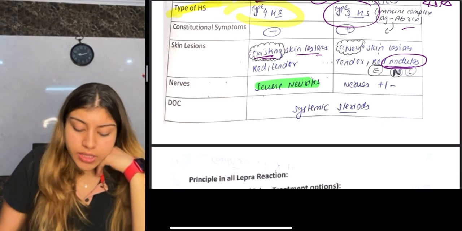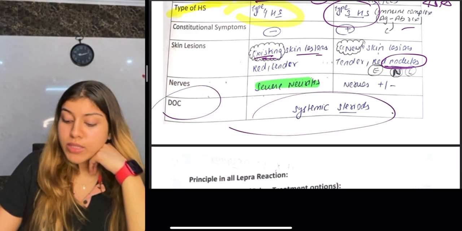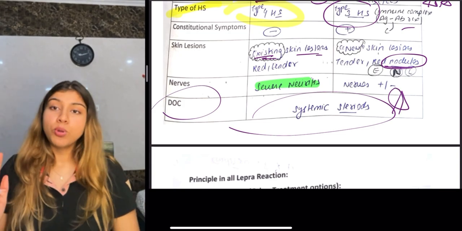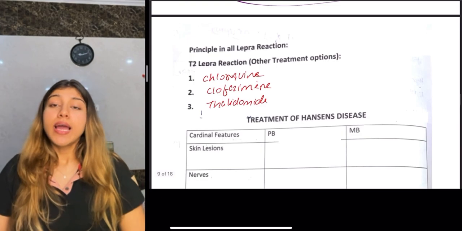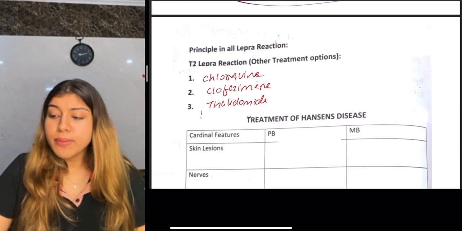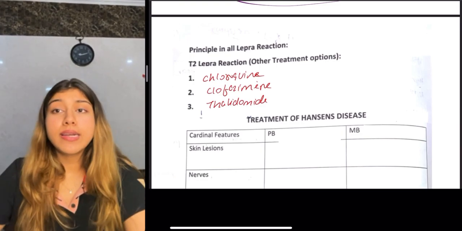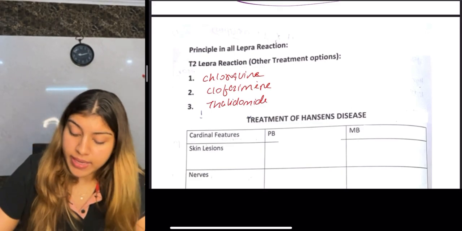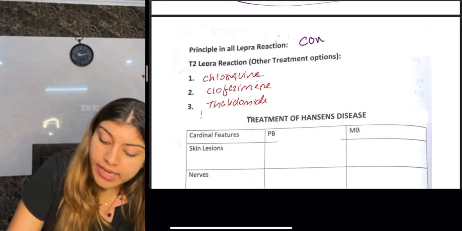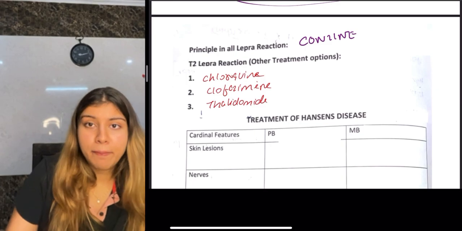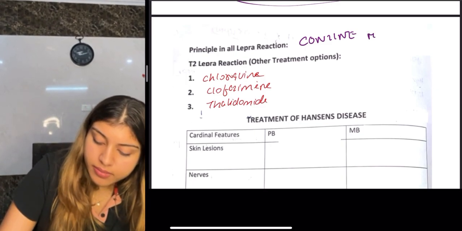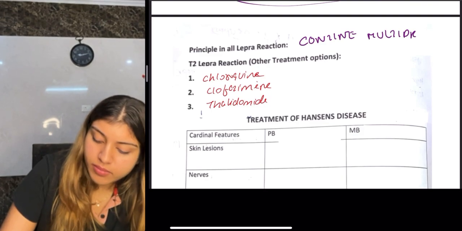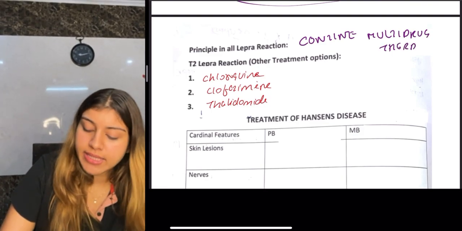Very important, guys, the drug of choice for this is going to be systemic steroids for both type 1 and type 2 lepra reaction. I hope you guys have understood this. Now, what is the principle, guys? The main principle of lepra reaction, in all lepra reactions, is that you are going to continue your multi-drug therapy for your Hansen's disease.